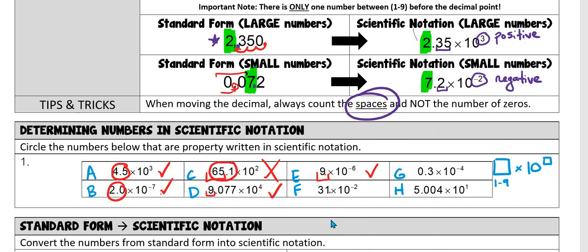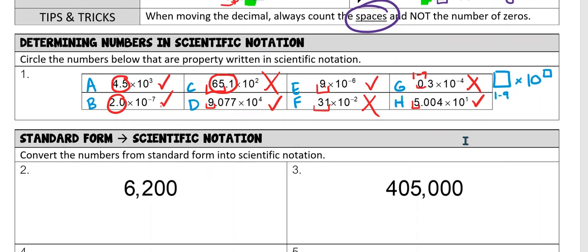For F, again, the decimal point is at the end of the number if we don't see it, but this one has 2 digits in front, and we only want 1 digit when dealing with scientific notation. For the next one, we have 0.3, and while we do have just one number here, it's not between 1 and 9, so this one is no good. That's too small. We'd have to fix that to put it in scientific notation. And for H, again, we have 1 digit, and that is between 1 and 9, so that one is in scientific notation. So the correct answers here were A, B, D, E, and H.